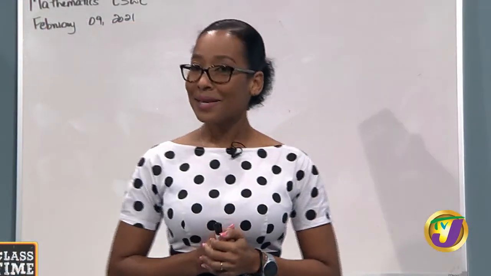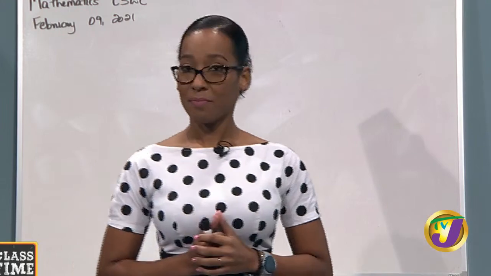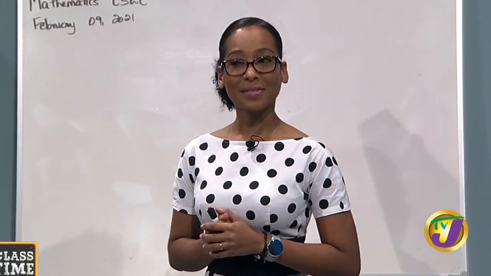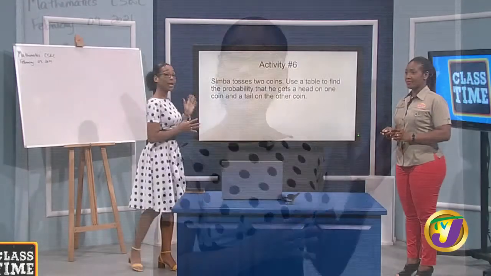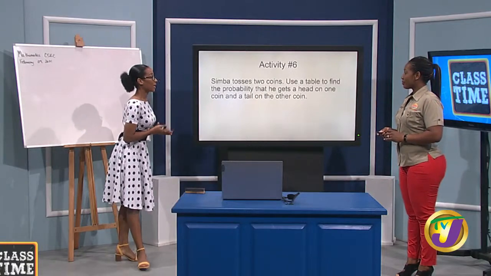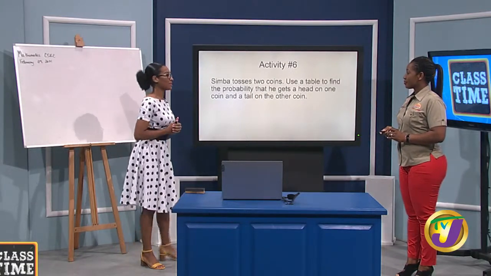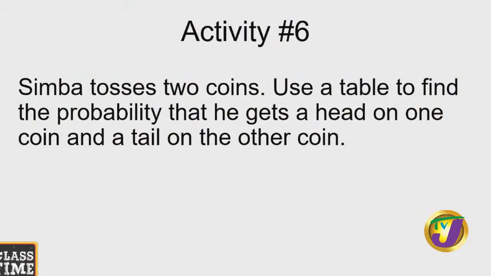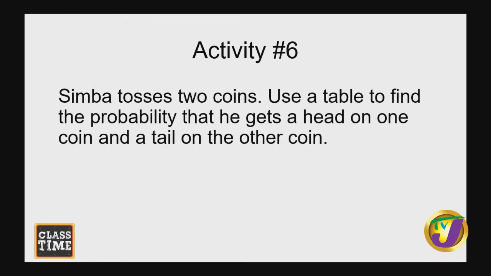Hello, we're back to CSEC Math, where we have been discussing the probability of simple events. And here, we are going to be taking a look at our second to last activity for the day. But just reminding those who are just joining, we're looking at the probabilities we would have shared earlier, simple events, and we went into independent events. So here goes. Simba tosses 2 coins.